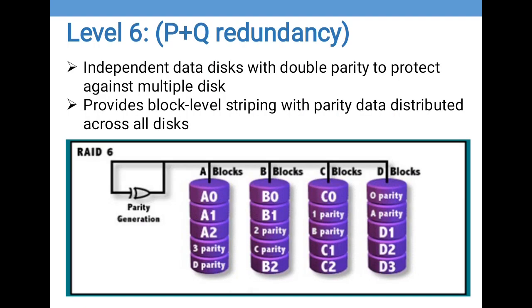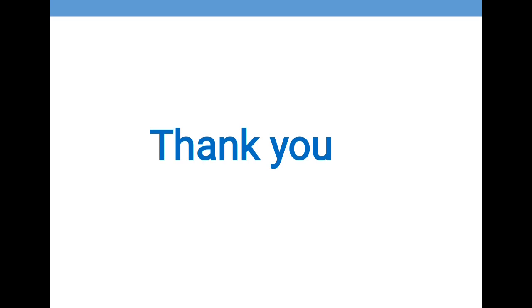The last level is level 6, which we can call P plus Q redundancy. That is, instead of a single parity bit in an array of disks, it consists of two parity bits, where independent data disks with double parity are used to protect against multiple disk failures, and it also provides block level striping with parity data distributed across all the disks. By this, all the levels of RAID are over. Thank you.